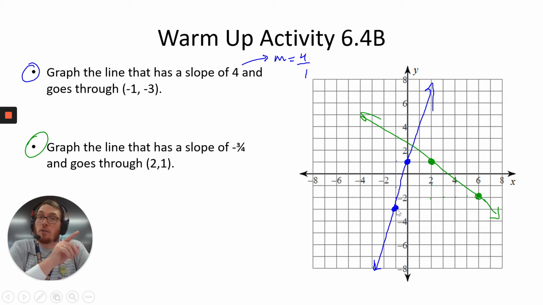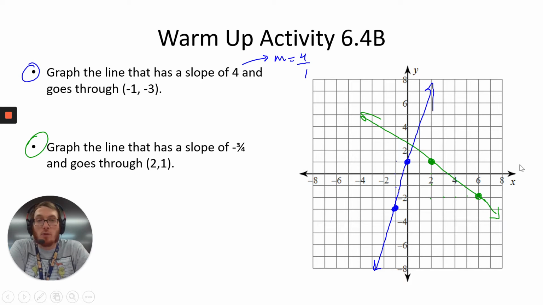And then from there, the slope is 4. Another thing to keep in mind is that the slope of 4 is 4 over 1. So you go up 4, 1, 2, 3, 4, and over 1, put a dot, and then don't forget to connect it. It's a line that goes on each way forever, so you have to make it a line.